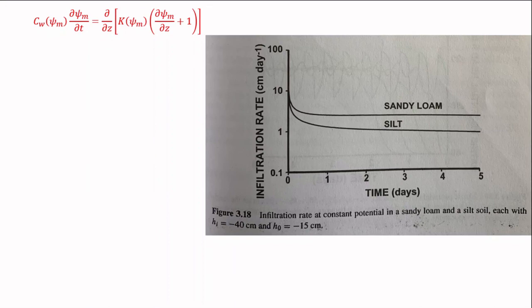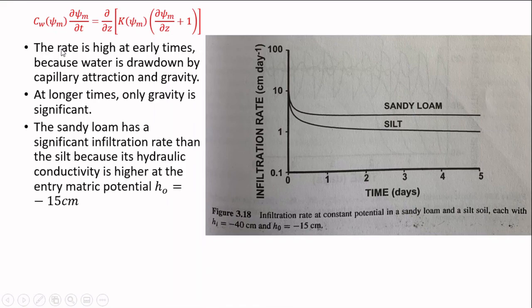Right, now let's look at the infiltration rate versus time for two different soils, sandy loam and silt. The infiltration rate is high at early time because water is drawn down by capillary suction and gravity. Capillary suction is given by this term, the derivative of matric suction with respect to space, and the gravity is given by this one, the plus one. At longer time, only gravity is significant, as the water infiltrates deeper into the soil.